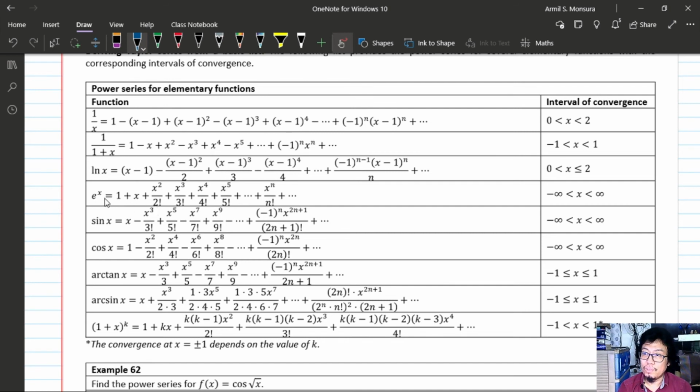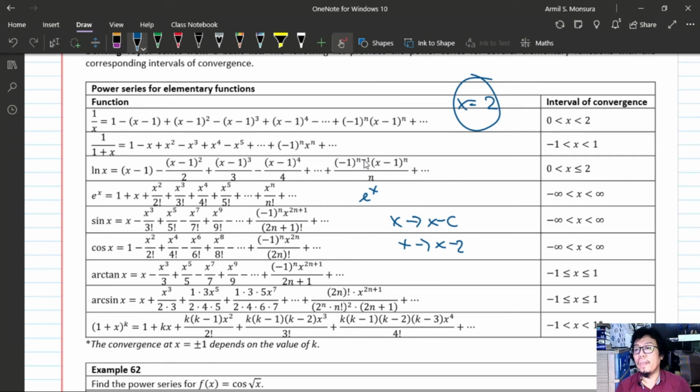Say for example, if you have e raised to x, and you want it to be centered around x equals 2, then you can simply change x here to x minus c, or x to x minus 2. And then you can have your Taylor series centered at 2. That's how we use this list.